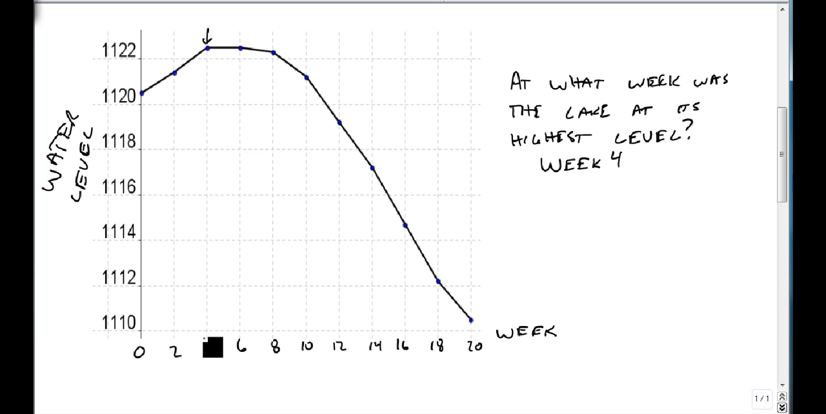Week 4 is the input, the x value, that gave me my highest y value. And again, I know that I'm asking for highest y because it's asking for highest level, and that lines up with the labeling on the left.